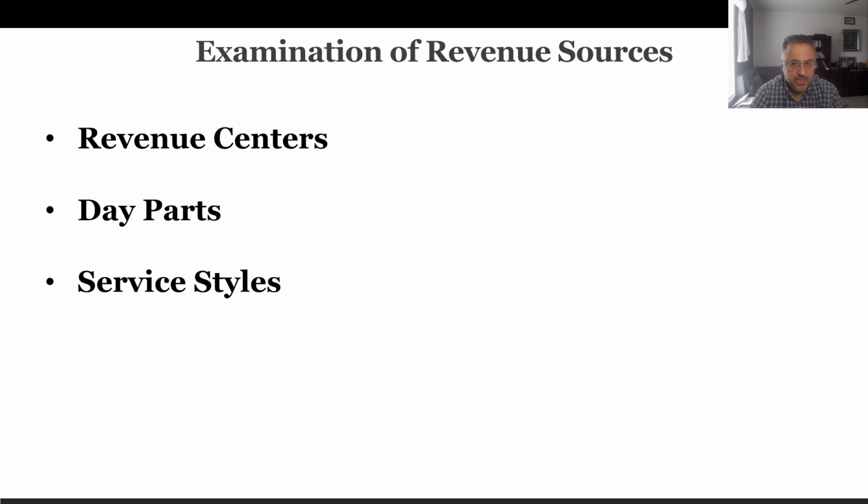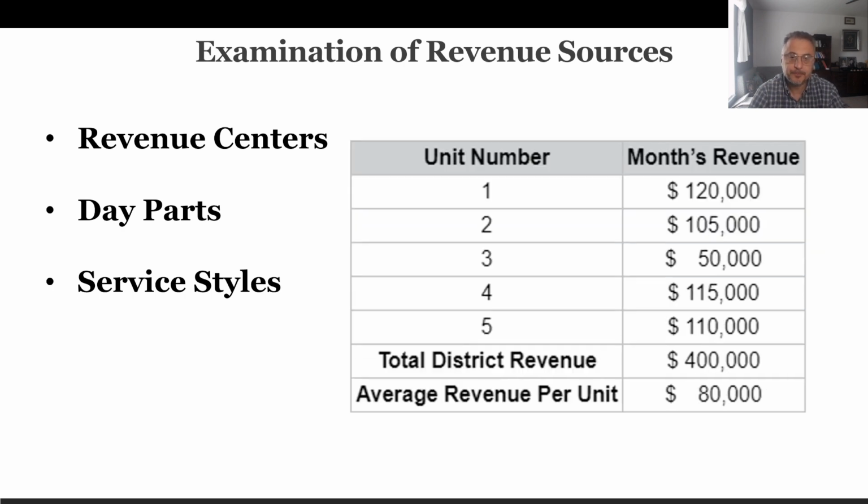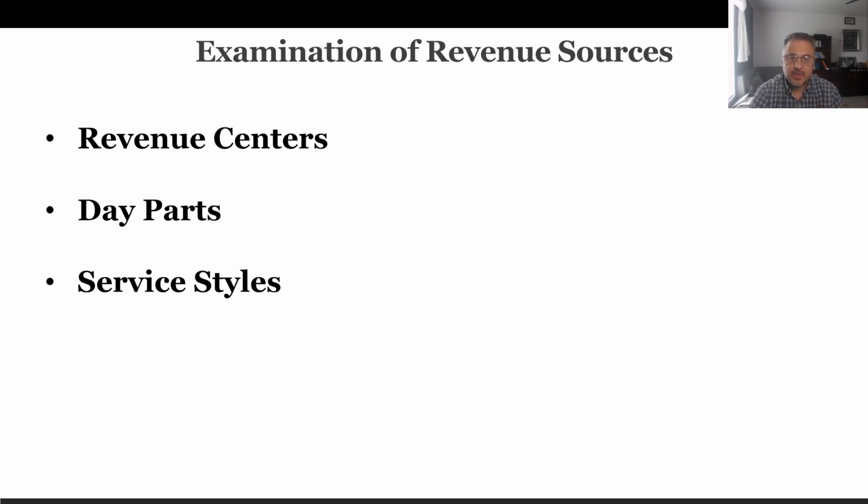Now, in order to answer these questions, we need to understand what we mean by revenue centers or day parts or service styles and how we can examine them. When we say revenue center, we mean any subsection or part of a business that contributes to the operation's total income. This depends on what you want to focus on. For example, in a single restaurant, you can divide the service area into, let's say, two parts. For example, bar area and dining area.